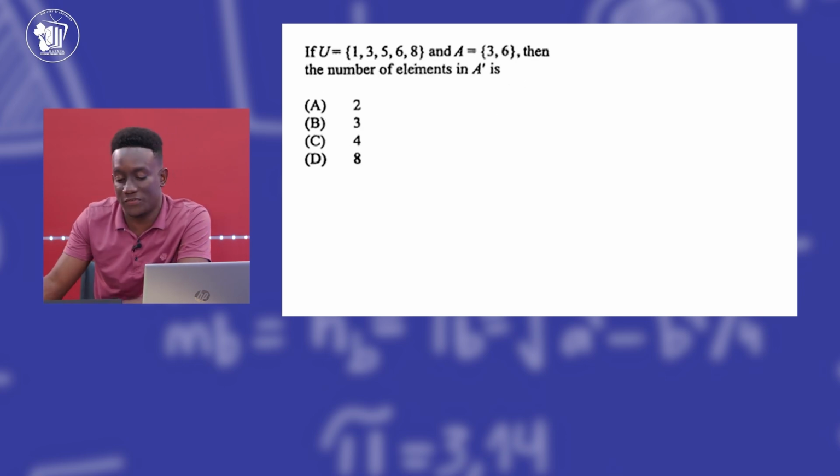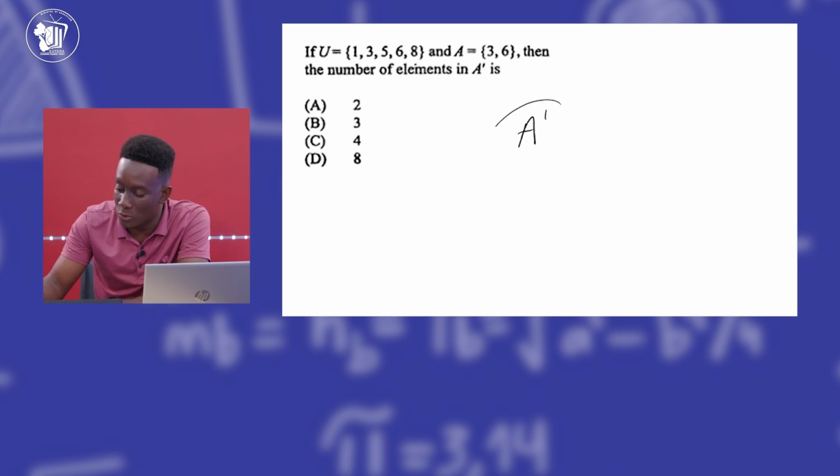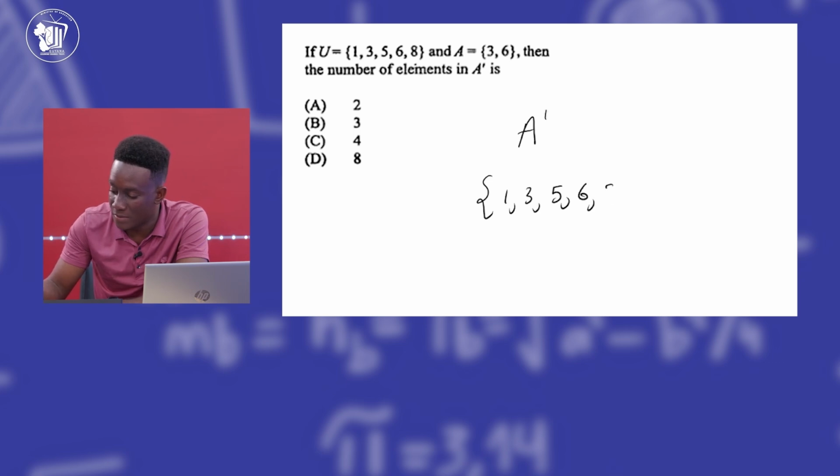And the last one for this video says, if the universal set is equal to 1, 3, 5, 6, 8, and A is equal to 3, 6, then the number of elements in A complement is. So we see A complement means all of the elements outside of A. So let's look at the universal set, which was 1, 3, 5, 6, 8. And we see set A is 3 and 6.